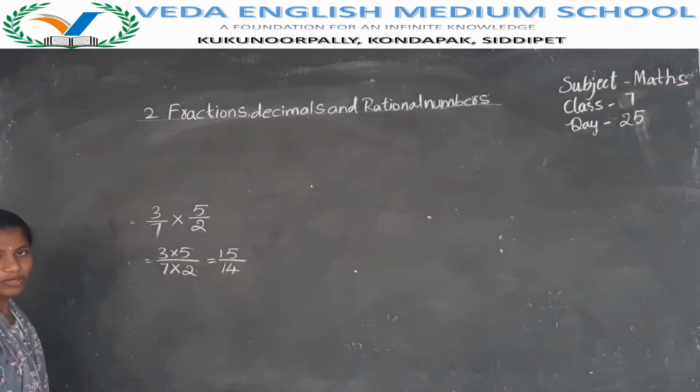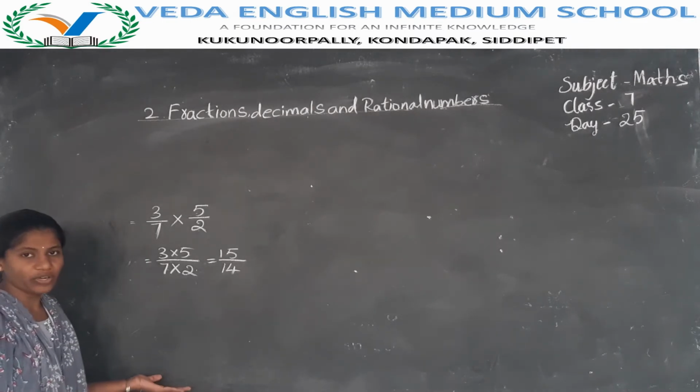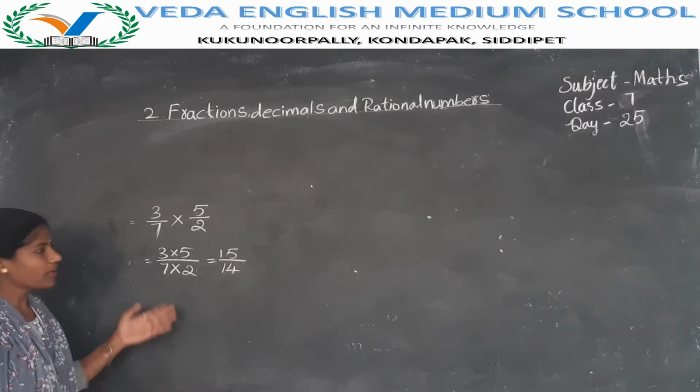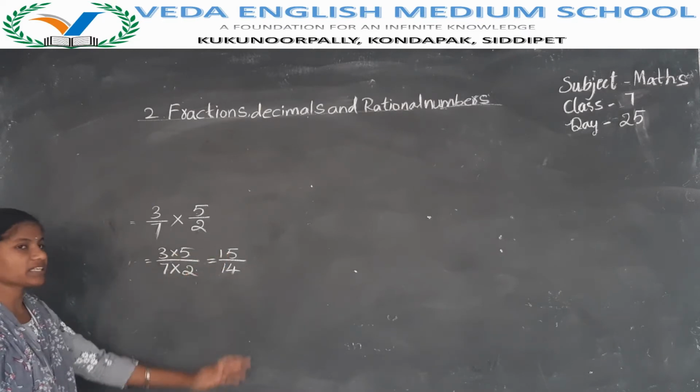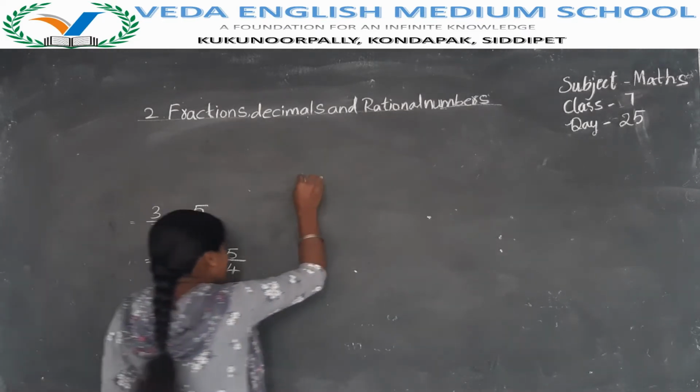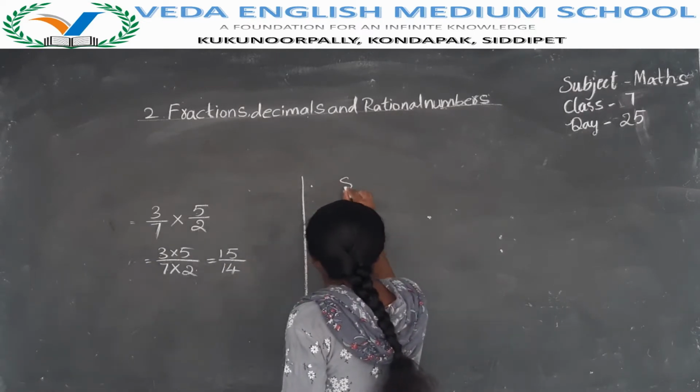If there is a possibility, you have to cut. Otherwise, if you don't have any possibility, simply you have to multiply both the numerators and write the answer, and multiply both the denominators and write the answer. Next, one more example.